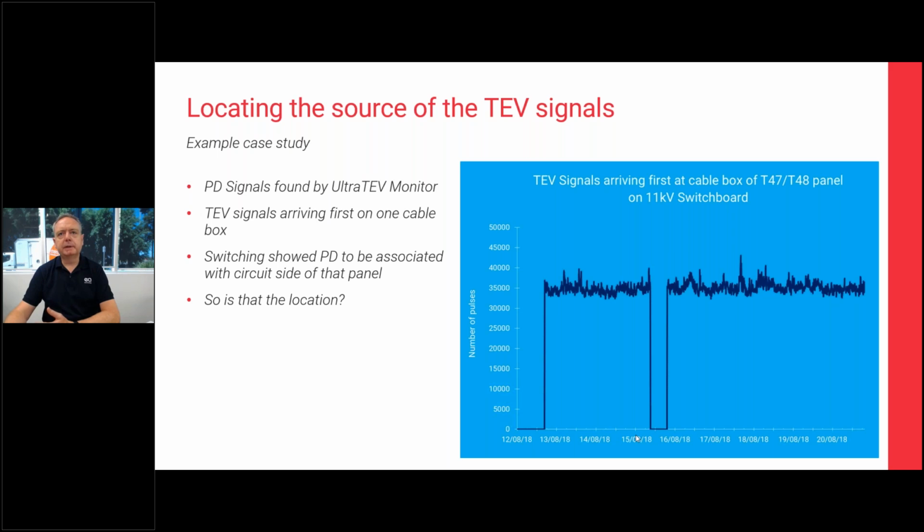And it showed in this particular instance it was associated with the circuit side of one particular panel, the busbar always being live during that operation. So it's the circuit side of that specific part of the switchgear. Is that the location? Unfortunately, you need a little bit more investigation to know where to look.